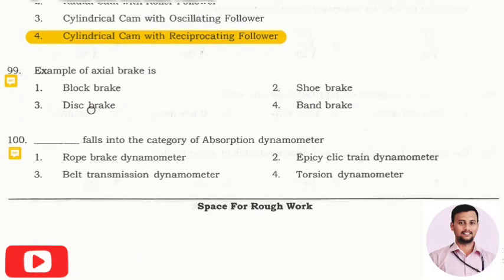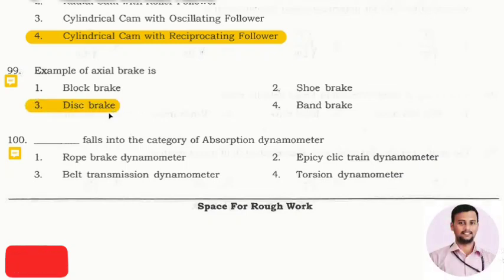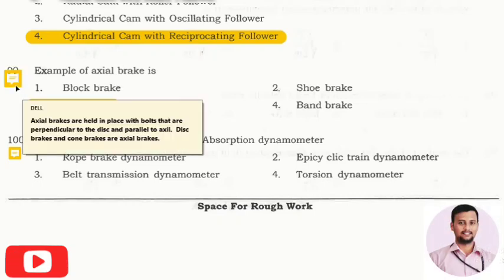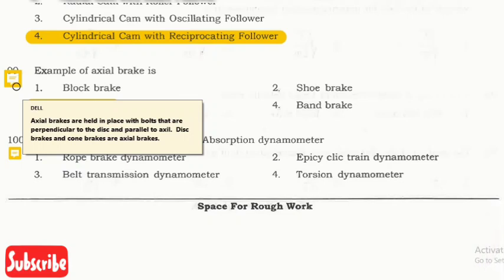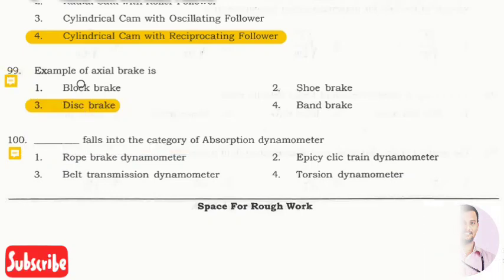The next question is: the example of an axle brake? Your right answer is option 3, that is disc brake. A disc brake is considered an axle brake. Axle brakes are held in place with bolts that are perpendicular to the disc and parallel to the axle. Another example of an axle brake is the cone brake. So disc and cone brakes are considered axle brakes.